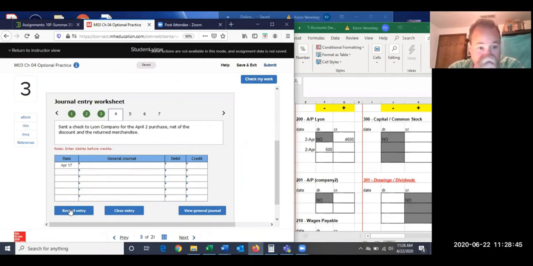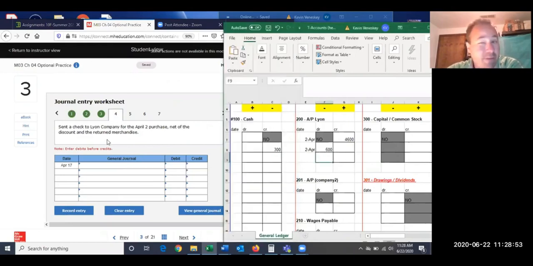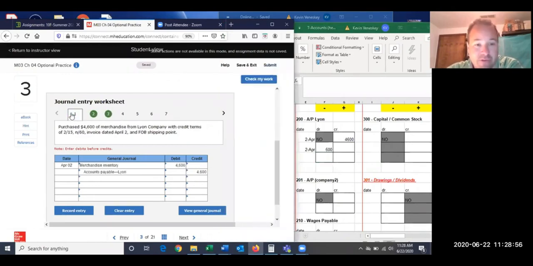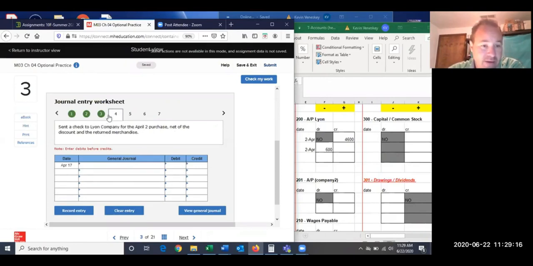It says we sent a check to the Lion Company, net of the discount and the return merchandise. Okay, so that's telling us that we probably got the discount. It's giving us a little hint. So let's go back and check to make sure. It says as long as we paid within 15 days, we get a 2% discount. They haven't talked anything about sales tax like I do in my problem, so we don't have to worry about taking that out. So as long as we pay by the 17th, and it is the 17th, we just made it. We get a 2% discount based on what we still owe.